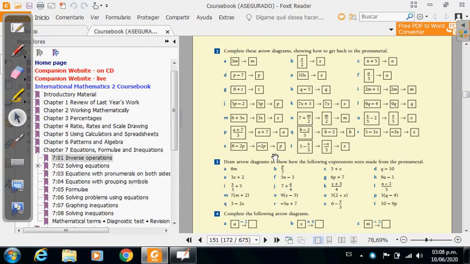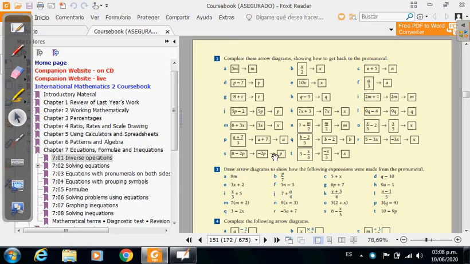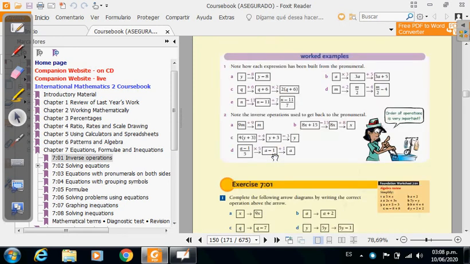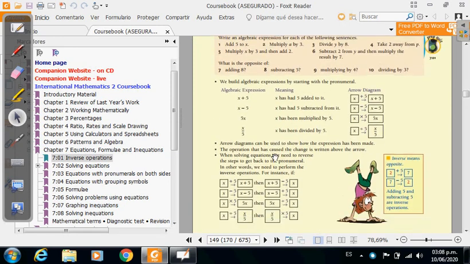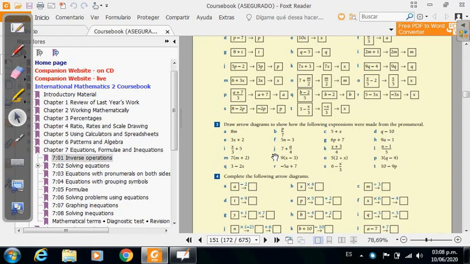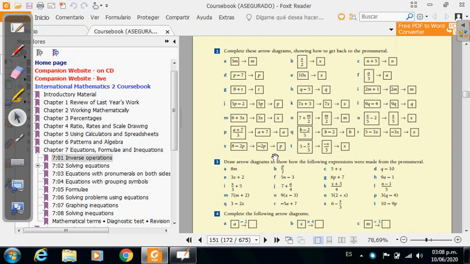Alright, welcome everybody to our video about inverse operations, where we have to try to isolate the given letter. In the exercise that I will perform at the beginning, we're not going to isolate the letter, but instead of that we are going to see what was the process for it.